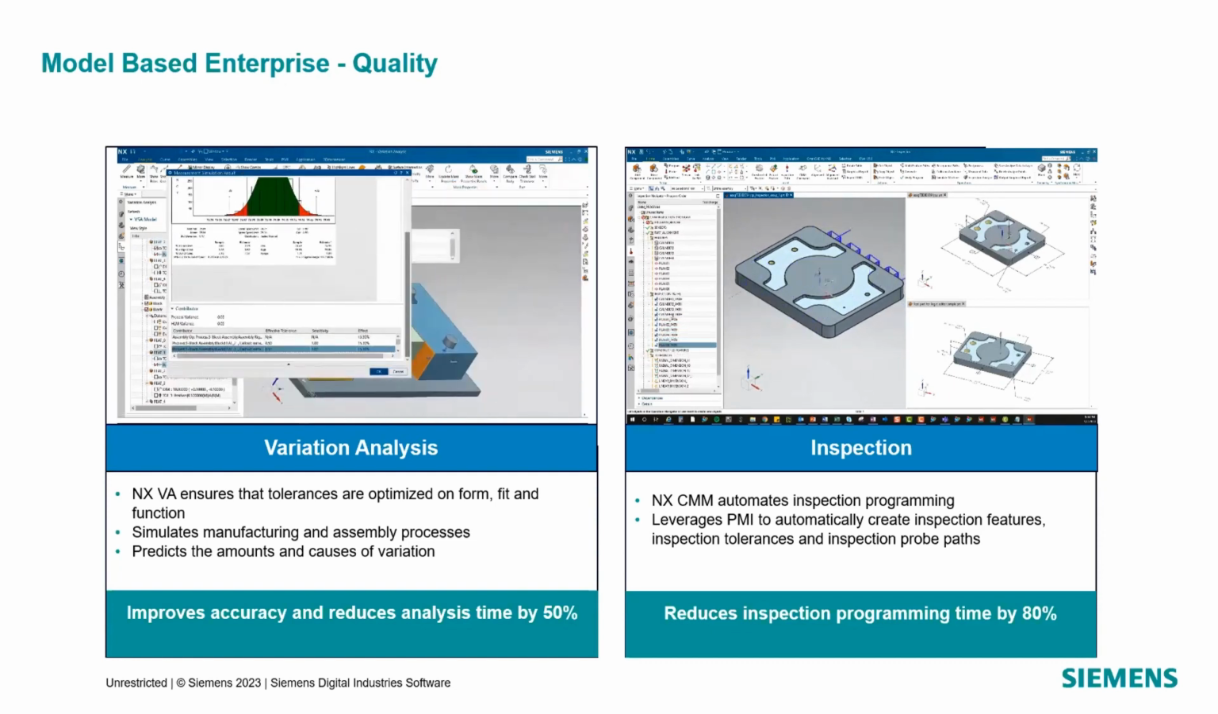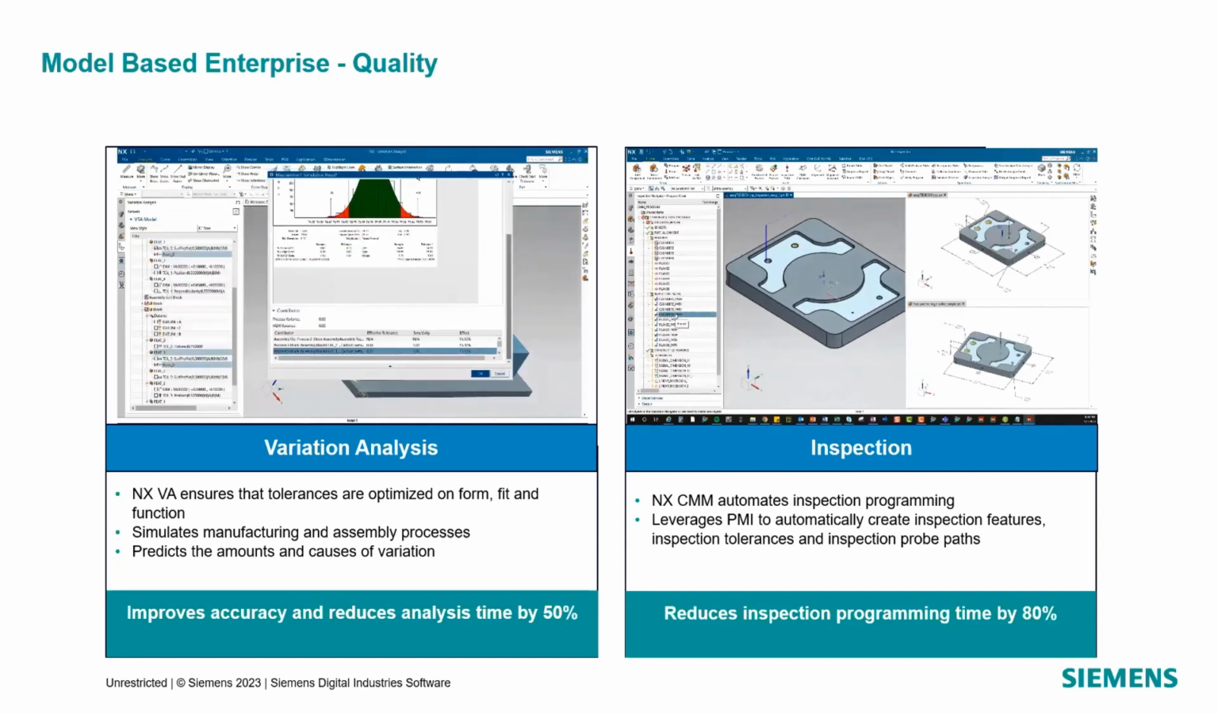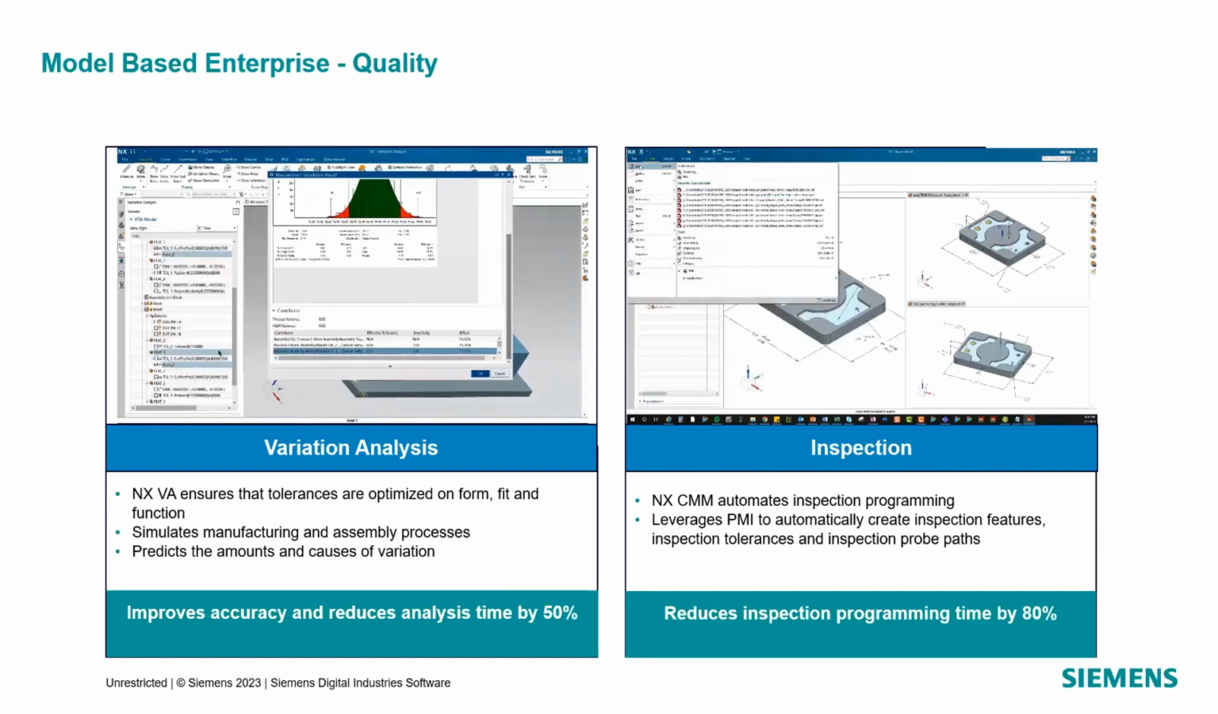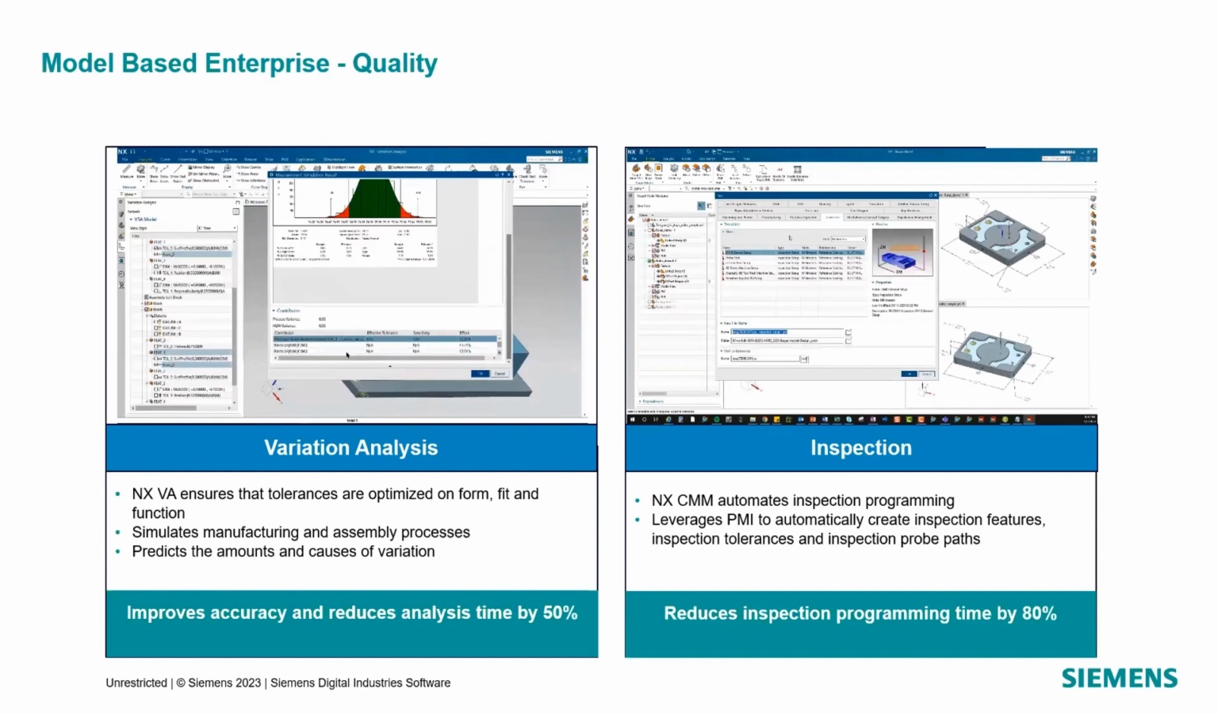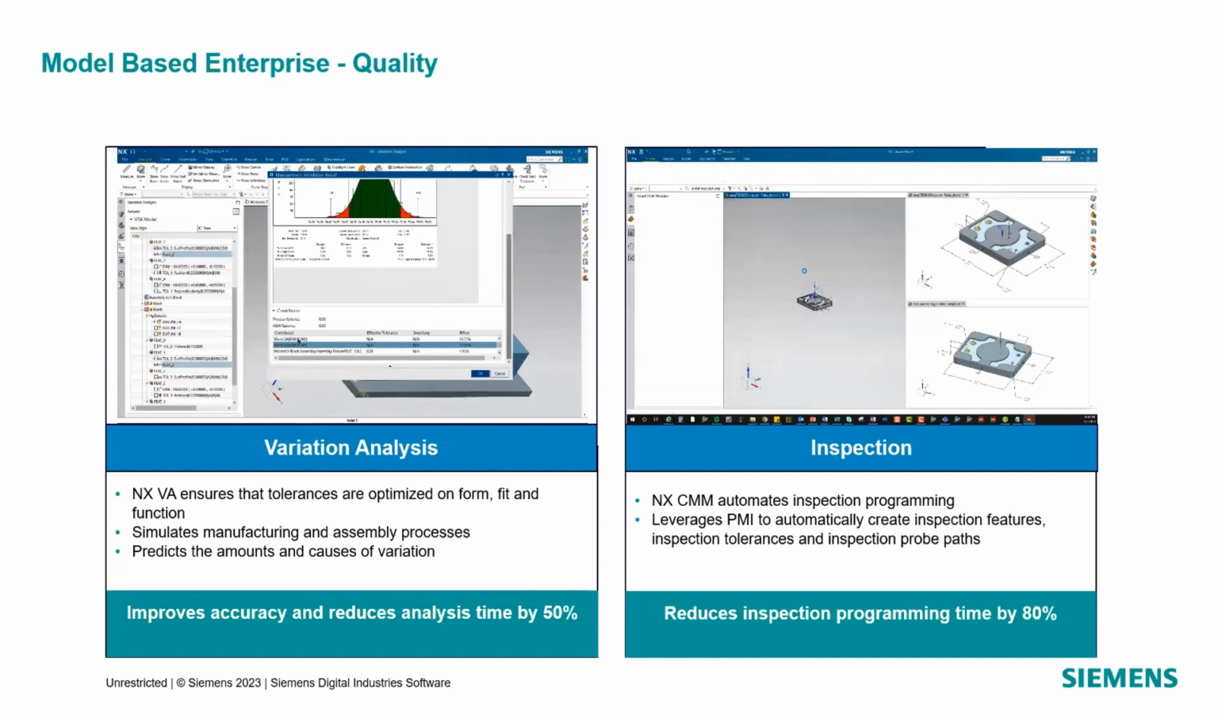And then again, on the right side is CMM inspection, right? Coordinate measuring machine. So think of that as the cam that drives a coordinate measuring machine. We can read that PMI and it will actually generate all the inspection paths.